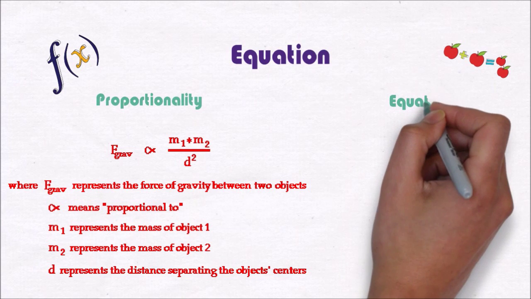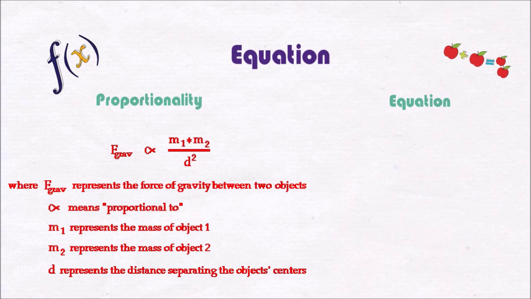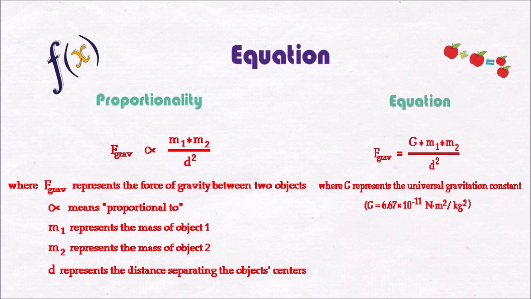Equation. Force of gravity between two objects equals the universal gravitational constant, which equals 6.67 times 10 to the negative 11, times the mass of object 1 times the mass of object 2 over the distance between the objects' center squared.